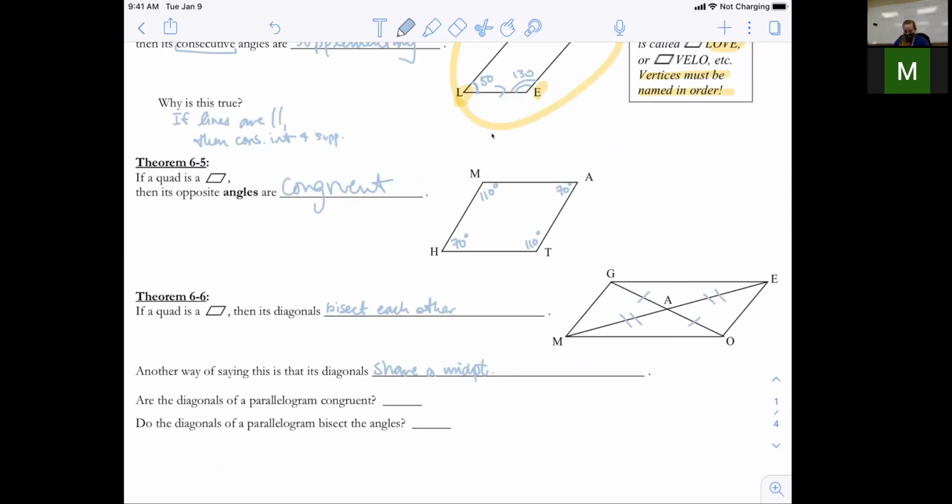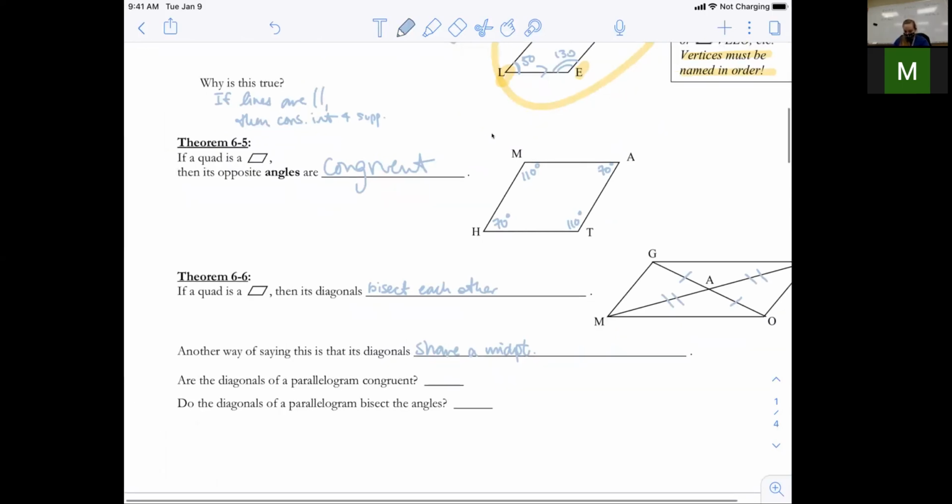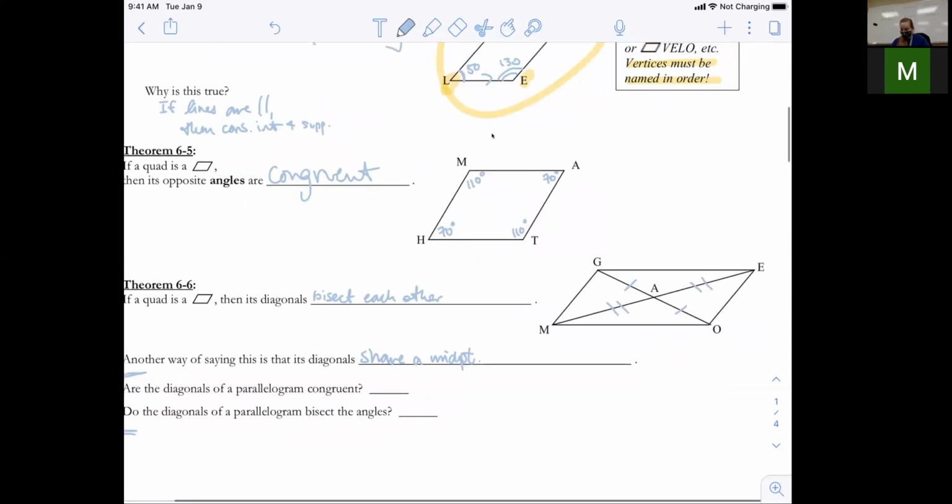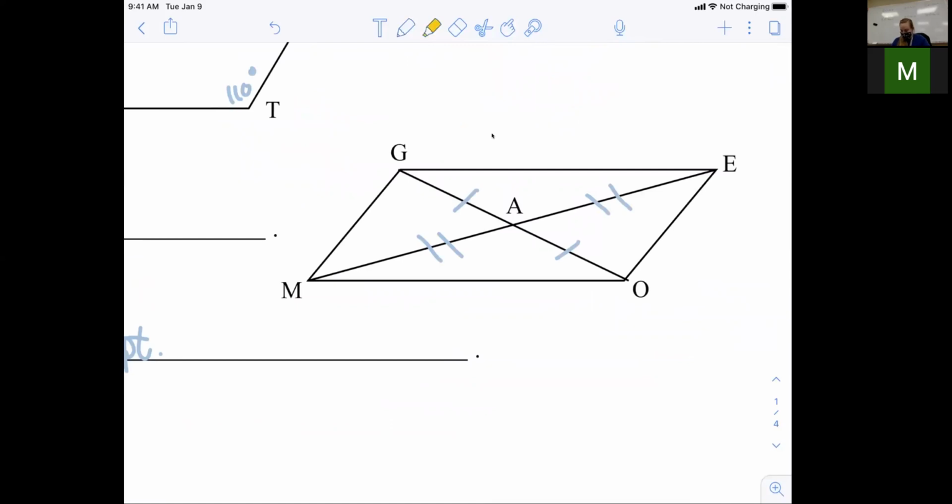Now, that being said, there's two common misconceptions that we need to talk about. When we say diagonals bisect each other, sometimes we think then that the diagonals of the parallelogram are congruent. It's kind of hard to see here, but that would mean that ME is congruent to GO. Think in your head, do those look like the same length? Think either yes, think either no. I think this is kind of a hard one to see, so I'm going to draw a very exaggerated one.